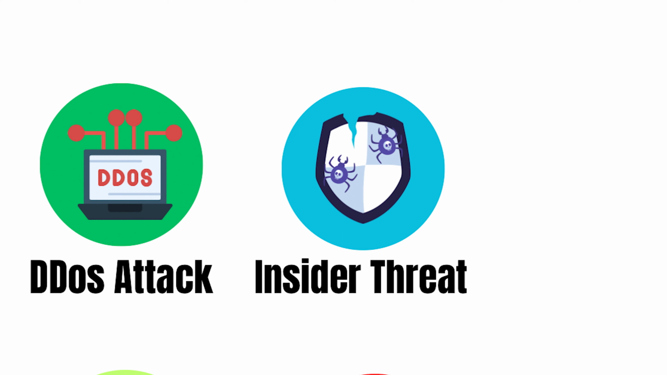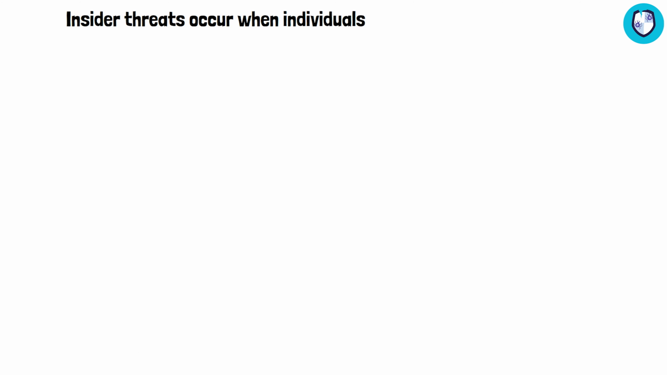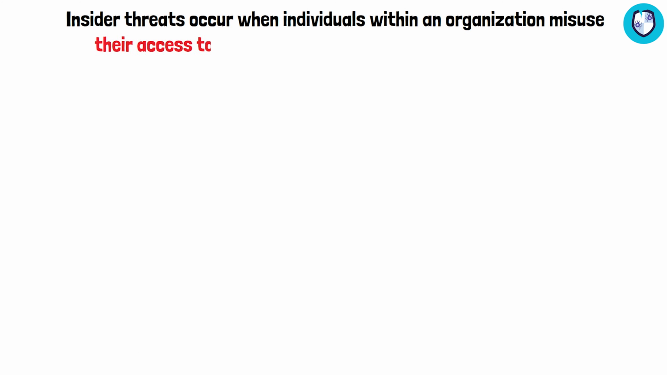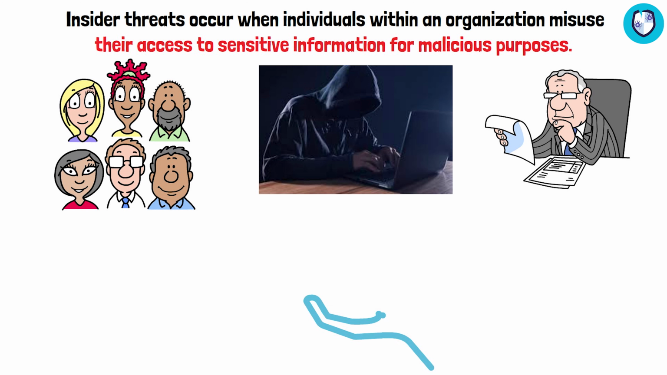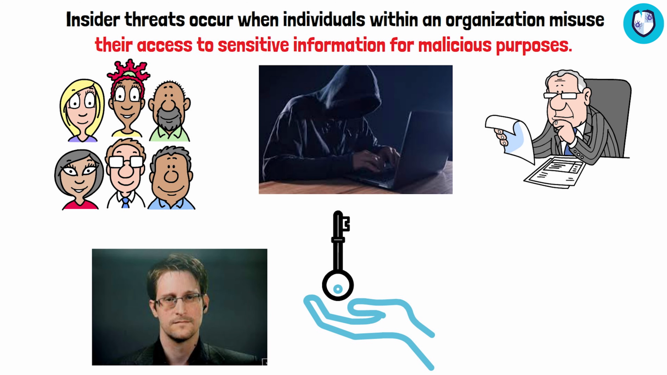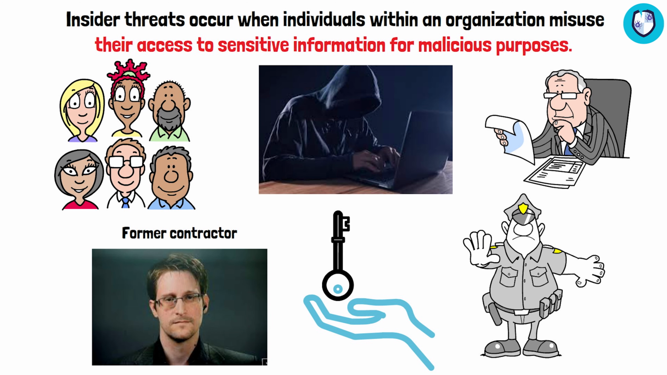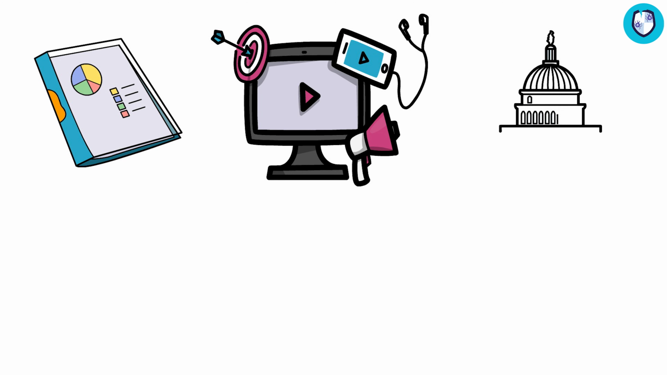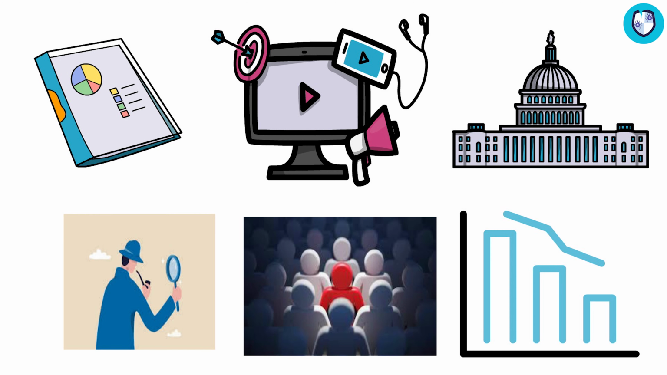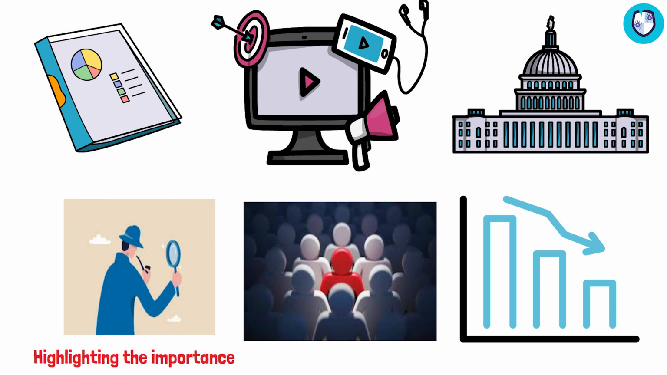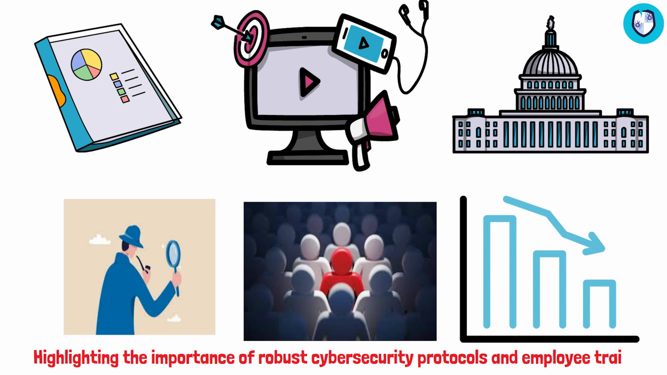4. Insider threats. Insider threats occur when individuals within an organization misuse their access to sensitive information for malicious purposes. This could include employees stealing data, leaking confidential information, or intentionally compromising security measures. An infamous example is Edward Snowden, a former contractor for the National Security Agency, NSA, who leaked classified documents to the media, exposing extensive government surveillance programs. Insider threats can be difficult to detect and mitigate, highlighting the importance of robust cybersecurity protocols and employee training.